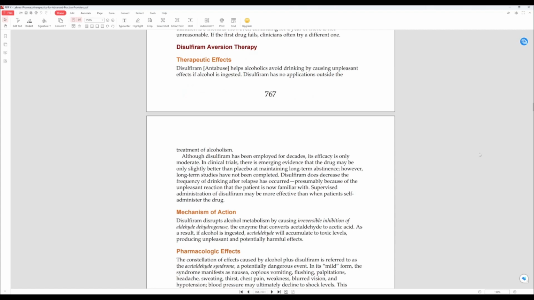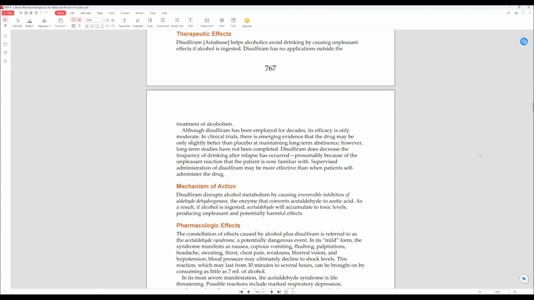Its therapeutic effect: disulfiram, or Antabuse, helps alcoholics avoid drinking by causing unpleasant effects if alcohol is ingested. Disulfiram has no application outside of its treatment of alcoholism. Although disulfiram has been employed for decades, its efficacy is only moderate. In clinical trials, there is emerging evidence that the drug may be only slightly better than a placebo at maintaining long-term abstinence. Again, however, long-term studies have not been completed.